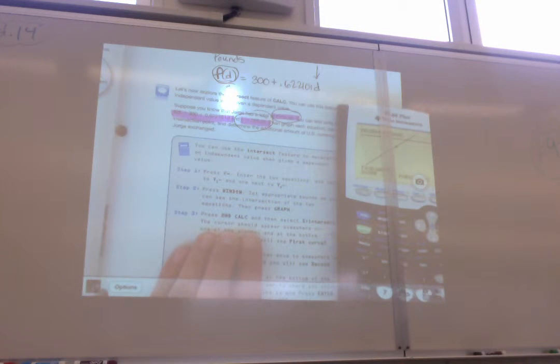Now continue, Andy. The cursor should appear somewhere on one of the graphs. And at the bottom of the screen, you will see first curve. Press enter. Okay, I see a cursor right here blinking, and I see first curve question mark. I'm going to push enter. What just happened?